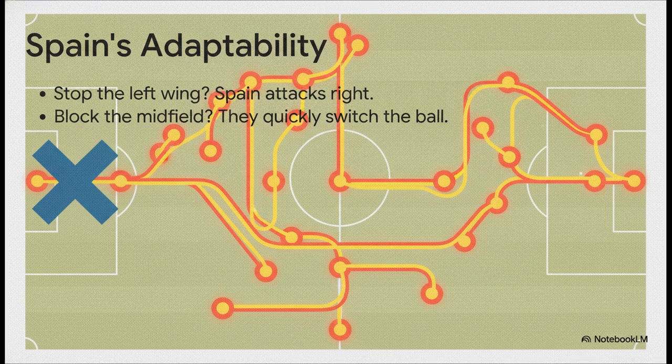Think about it. On the pitch, if France managed to stop the left wing and close down Nico Williams, it didn't matter. Spain's current just flowed right to Lamine Yamal, and they attacked down the opposite flank. If France congested and blocked the midfield, Fabian Ruiz simply bypassed the blockage, quickly switching the ball to open space. In this system, every single Spanish player became another viable electrical pathway. Because they weren't tied to a single line, Spain always found the open space.